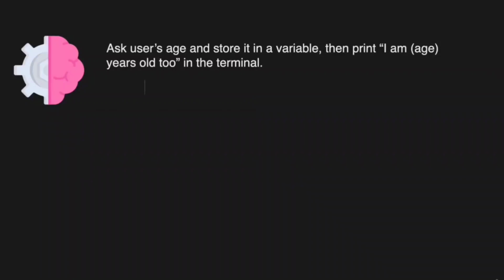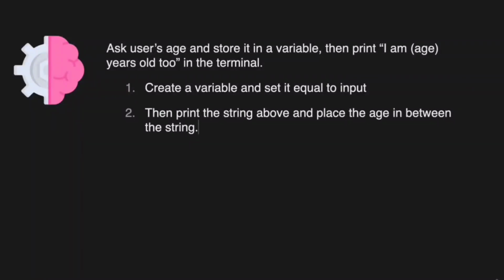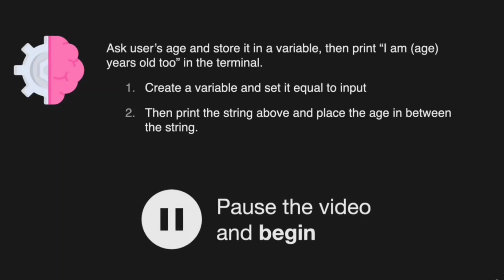So here are the steps. Create a variable and set it equal to the input and then ask your question. And the second step is to print the string above, this one here, I am, for example, whatever age the user wrote down, years old too. Print that as a string and place the age that user wrote, this one, in between the string, okay? You may need to search how you can add different strings to each other in Python and print it, okay? You may need to search that on Google, all right? So that was all for this practice. Pause the video and try completing this challenge.